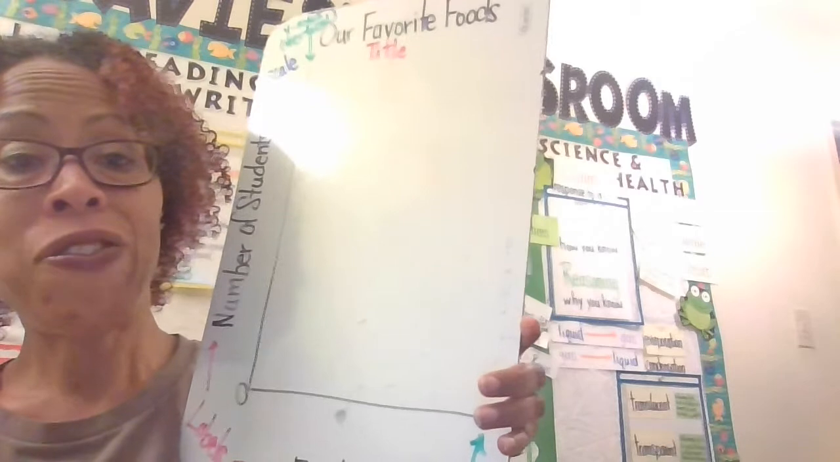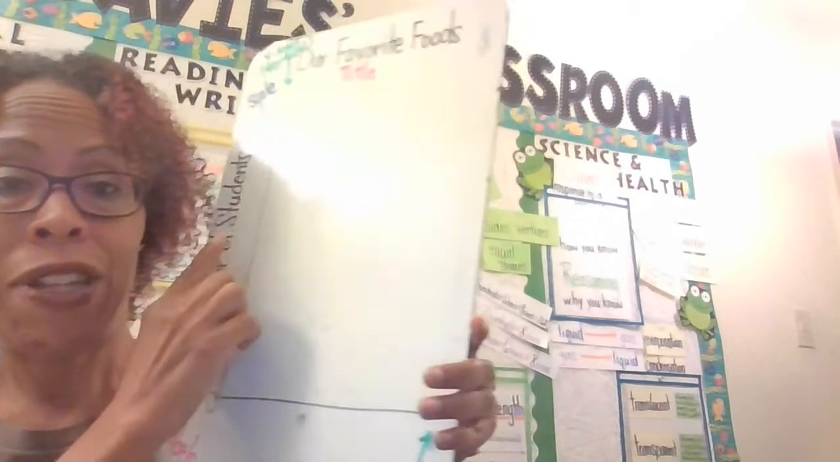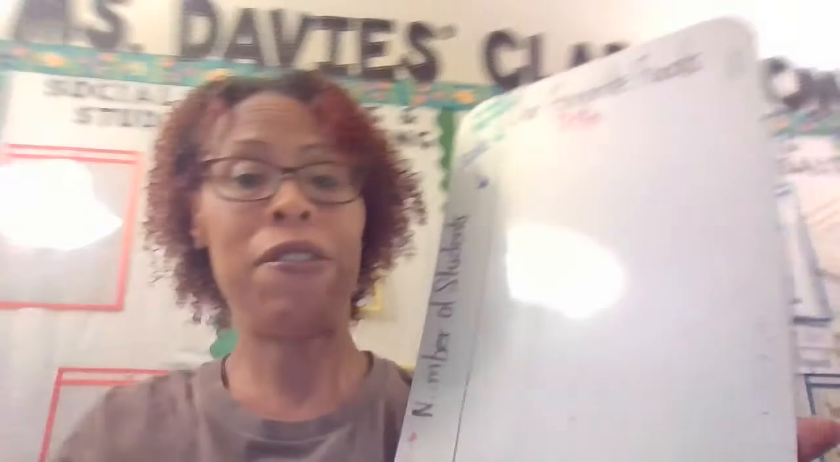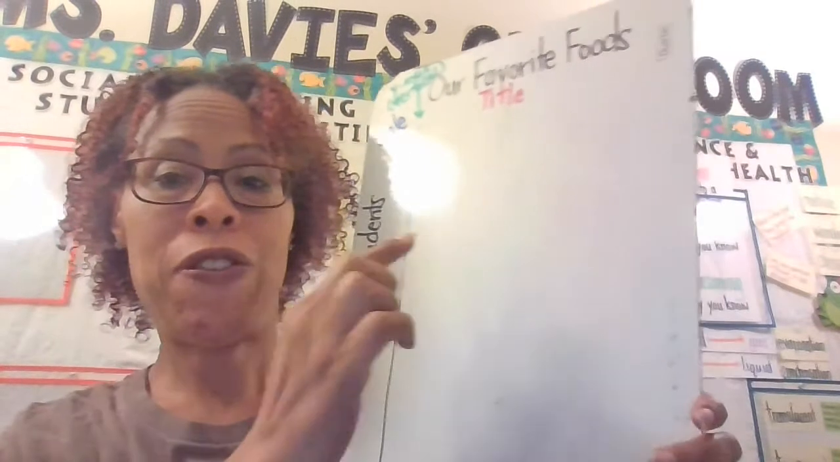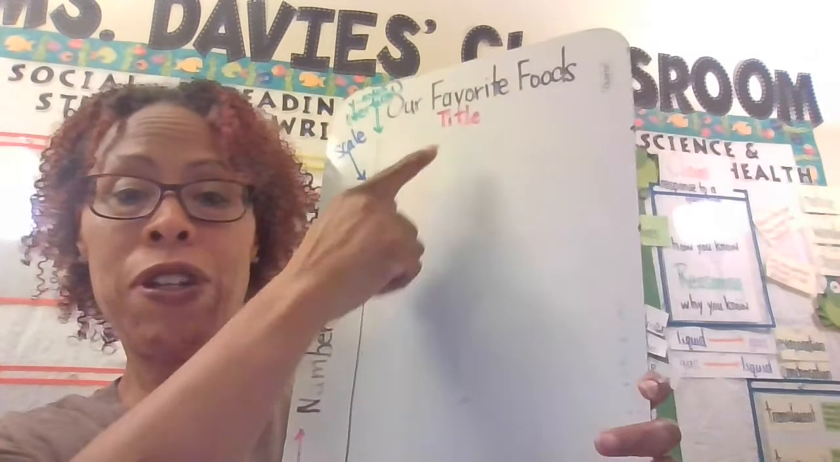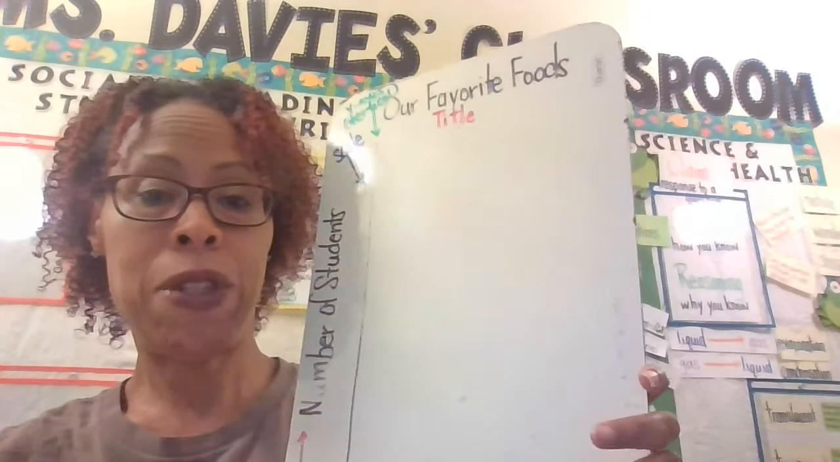All right, so every bar graph is going to have a title. In this case, the title is Our Favorite Foods. Our Favorite Foods, that is the title.